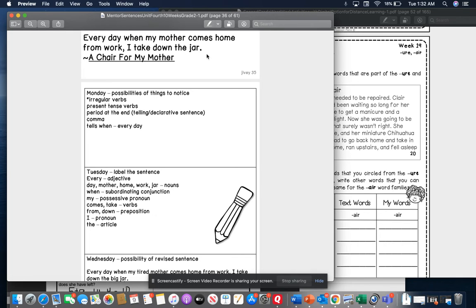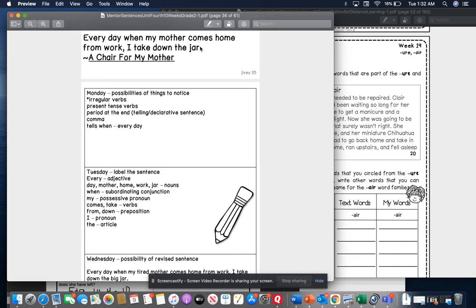All right, we're going to look at telling and declarative sentences this week. So we're going to talk about the difference between using a period. We also know that we can use an exclamation point and a question mark. So we're going to talk about how we know to use a period.